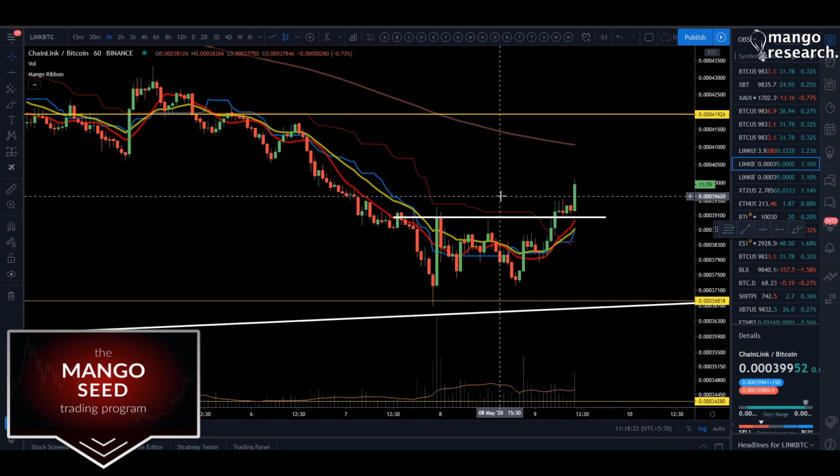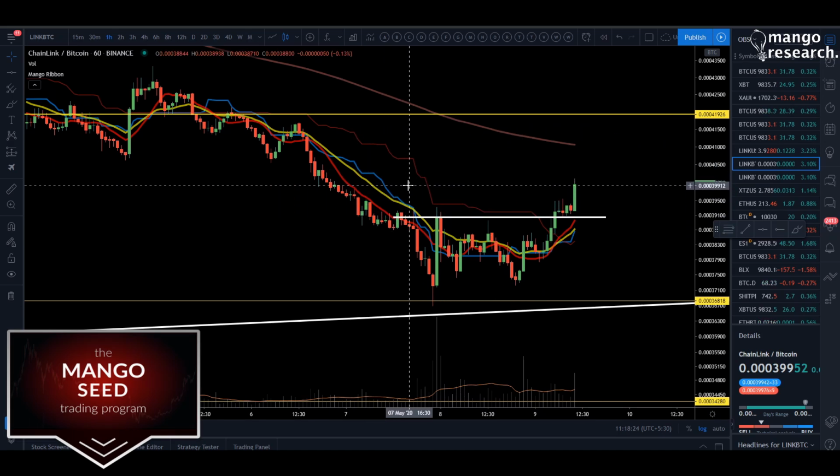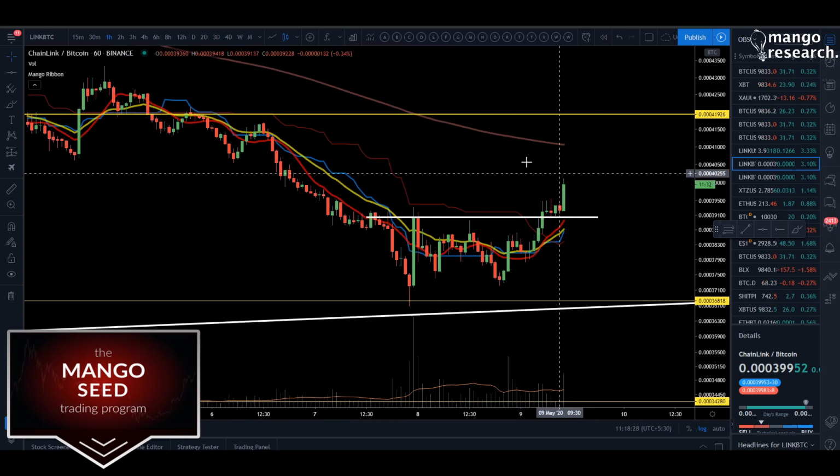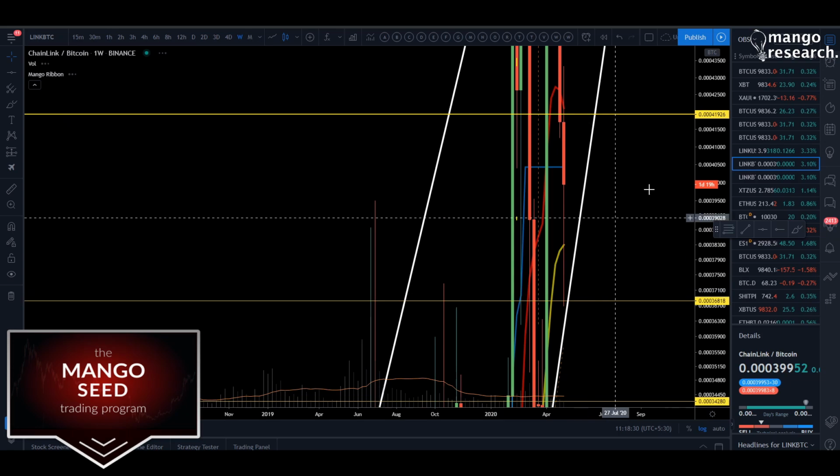This time around, though, I actually have a spot position on Link. So I'm looking to hold on to this one for a while, okay? Because again, I'm taking this on the weekly time frame, guys. I'm taking this on the weekly time frame.